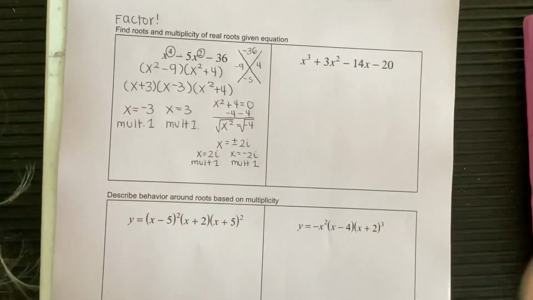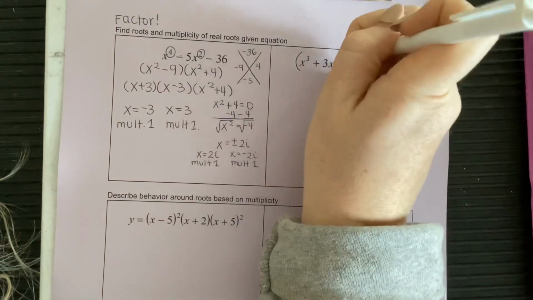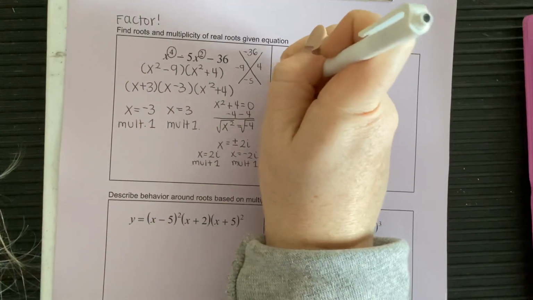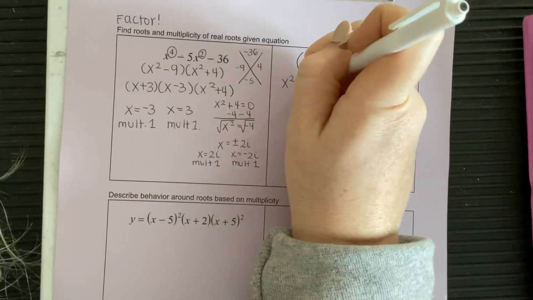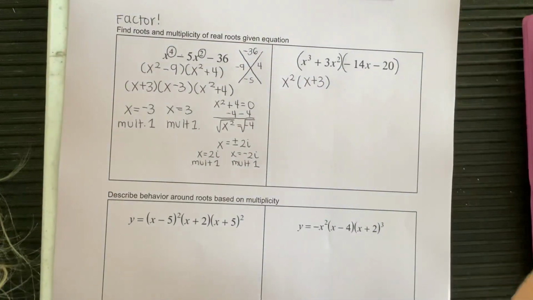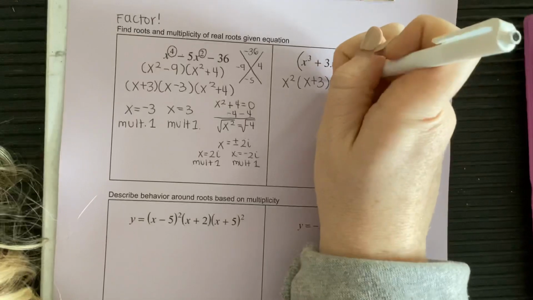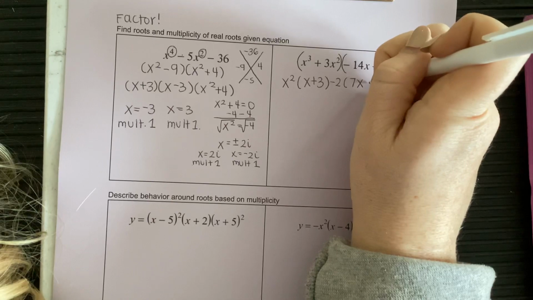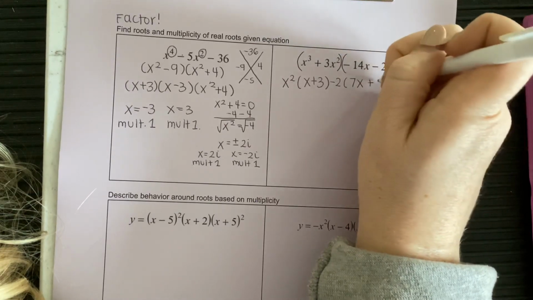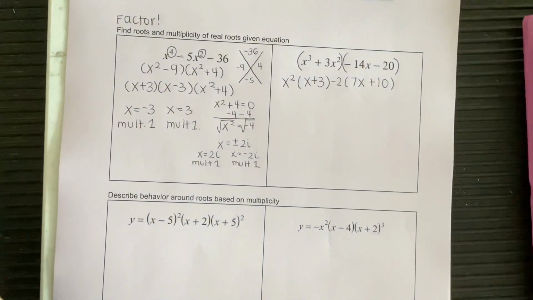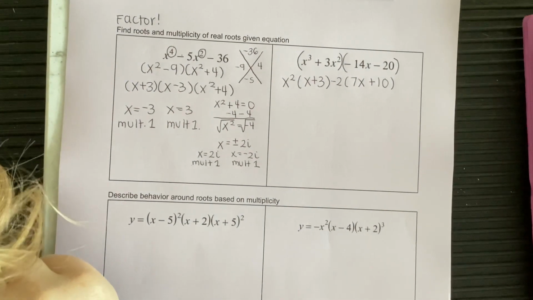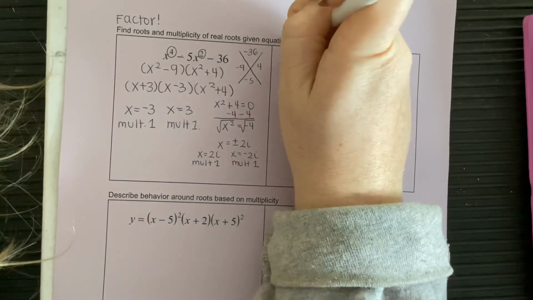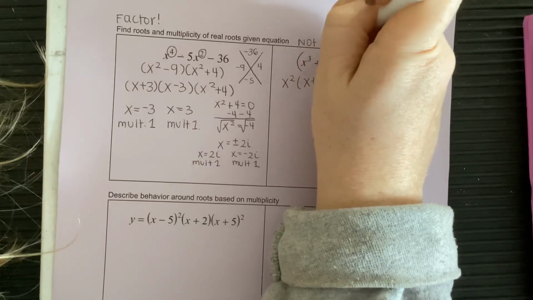All right, next one. I'm going to try to factor. So if I try to factor, I can factor out an x squared here, and I'm left with x plus 3. If I try to factor over here, the biggest thing I can pull out is a negative 2, and that leaves me with 7x plus 10. So this is an example that's not factorable, all right? So always try to factor first, but this one ends up being not factorable.